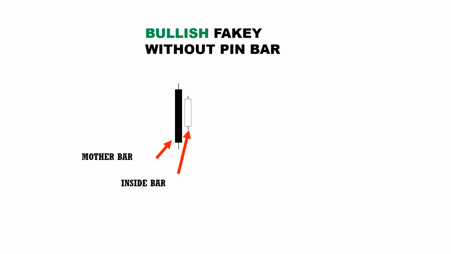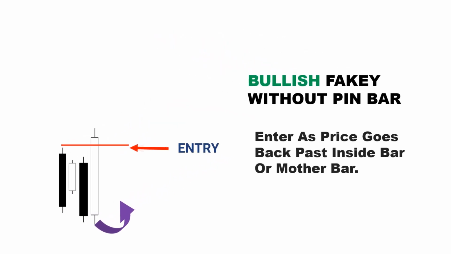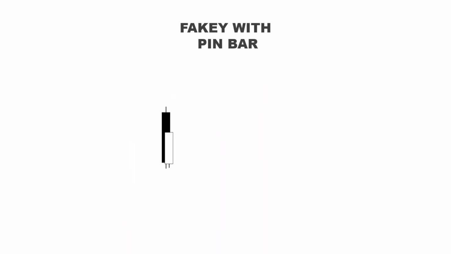Number 1. After the initial false break, enter as the price breaks back past the inside bar or mother bar low or high. It may be a stop order entry or an entry at the market price. The second. You can employ a pin bar trade entry if the fakie pattern contains one.